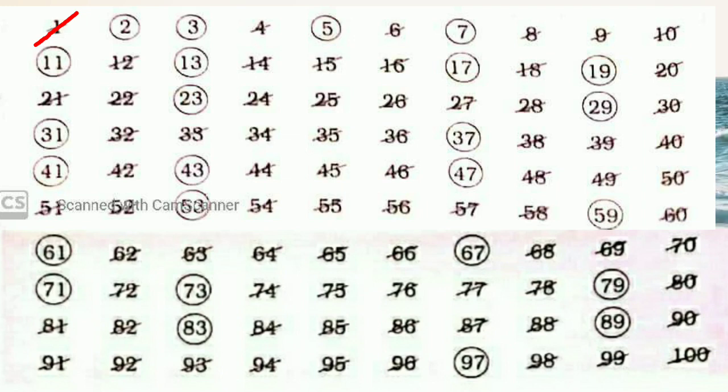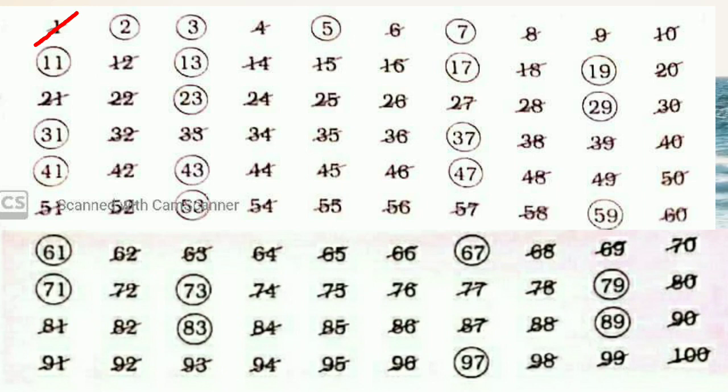So what I'll do is, I'll keep on removing the composite numbers. That is what the sieve of Eratosthenes says. You keep on eliminating composite numbers, and at the end of it you would be left with prime numbers. So we start with number 2.